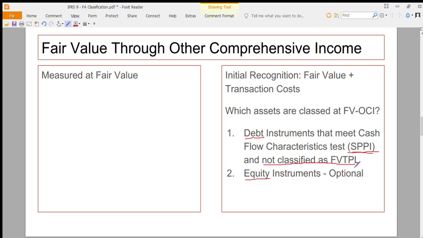Second, equity instruments. Equity instruments at the option of the entity can be classified under this, meaning an entity may classify an equity instrument under this category if it wants to. So it's totally up to the decision of the entity. And initial recognition for an asset under this category is same as amortized cost. You find out what's the fair value, recognize it, add the transaction cost, that will be the initial recognition value for an asset held as fair value through other comprehensive income.